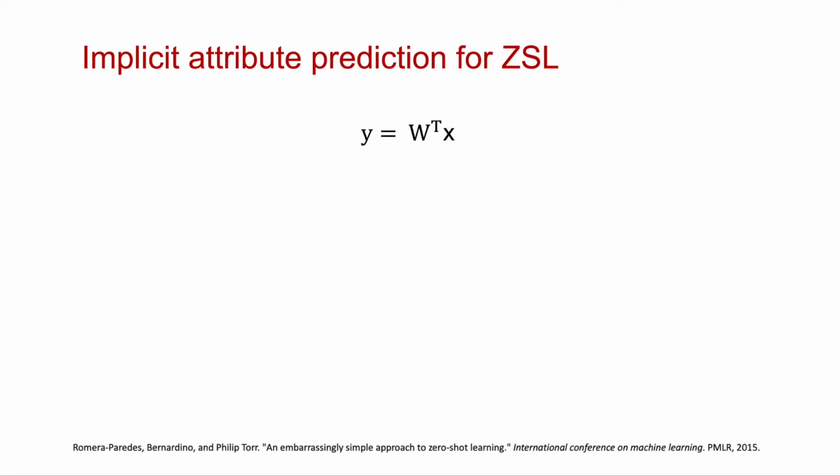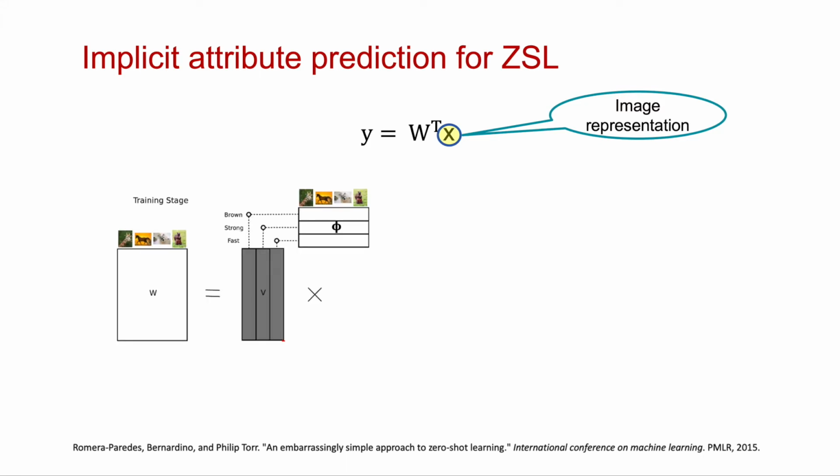We take a simple ZSL algorithm called Embarrassingly Simple ZSL, published in ICML 2015. Here the prediction model is of the form y is equal to W transpose X. Here X is the image features, either trainable or fixed. One can think of them as, say, ResNet features. The W matrix maps features of X into the classes. In ESZSL, the W matrix is not directly learned. Rather, the matrix V, which maps images to attributes, is learned, and one can achieve W by multiplying the V matrix with a constant matrix of phi, which is the class attribute map for the training set.